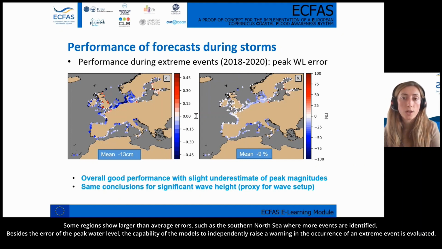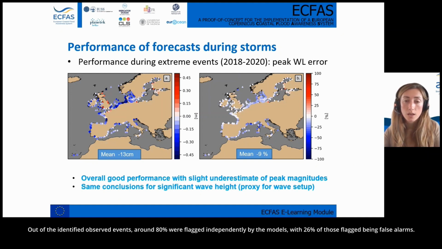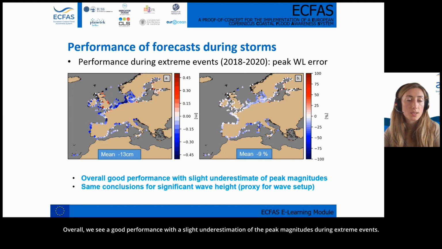Some regions show larger than average errors, such as the southern North Sea, where more events are also identified. Besides the error on the peak water level, the capability of the models to raise a warning in the occurrence of an extreme event is also evaluated. And we find that out of the identified observed events, 80% were flagged independently by the models, and 26% of those flagged were actually false alarms. So overall, we see a good performance with a slight underestimation of the peak magnitudes during extreme events.